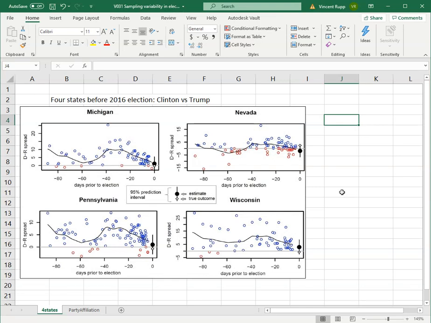Let's look at some examples of sampling variability in polling for elections. So here we have 4 different plots. These are 4 states, and it shows before the 2016 election what the polls were showing. For example, this dot here says that about 85 or so days before the election, Hillary Clinton was ahead in the polls by 12 or 13 points or so.